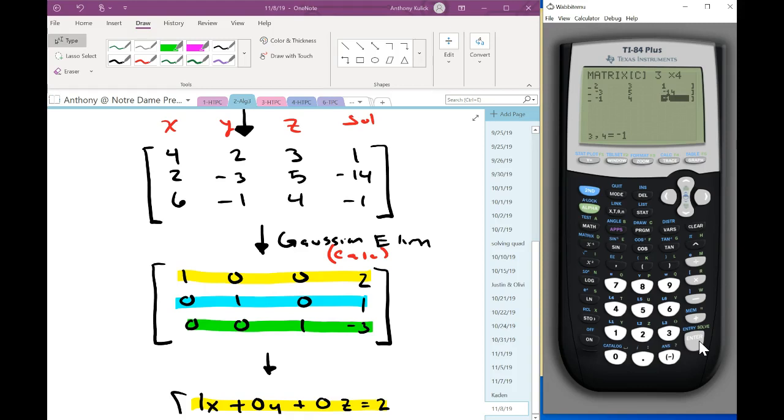So once I have that matrix typed in, I'm going to press second and the mode button to exit back to the main screen. And then I'm going to press second and the matrix button again. I'm going to go to the math tab there in the middle, and scroll down all the way. The command I'm looking for is called RREF. So in my calculator, that's Command B. And I'm going to do RREF on that matrix C that I just made.